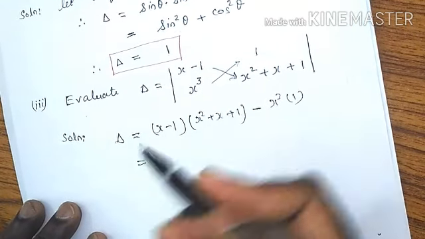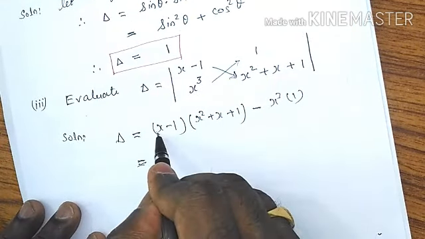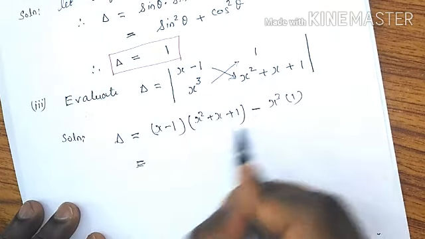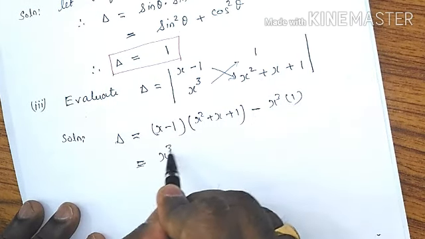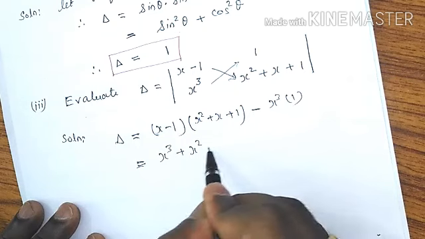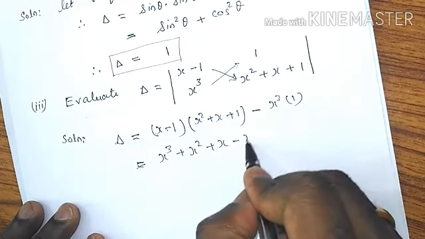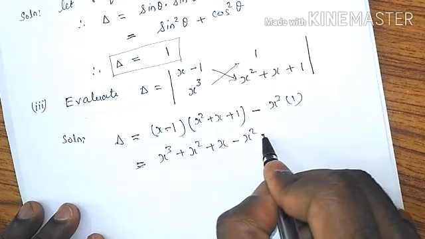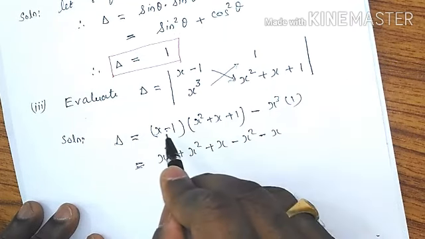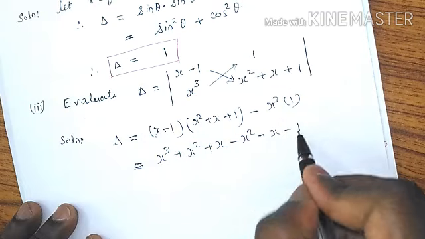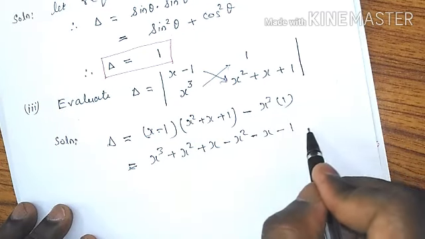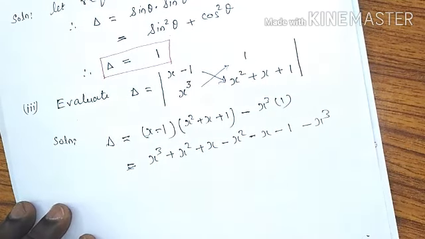When we multiply, we know how to open the bracket. So first x will get multiplied with this bracket. So this will be x cube plus x square plus x. Then minus 1 will get multiplied. So minus x square, then minus x, and minus 1 into plus 1 is minus 1. And then minus x cube into 1 is minus x cube.